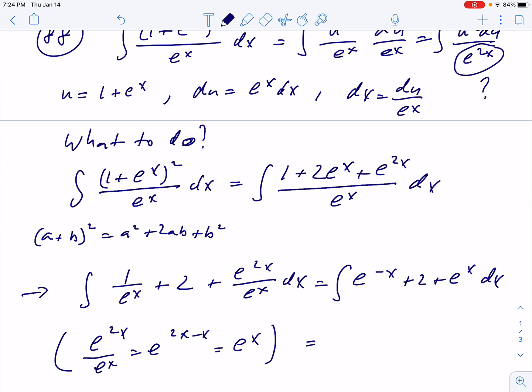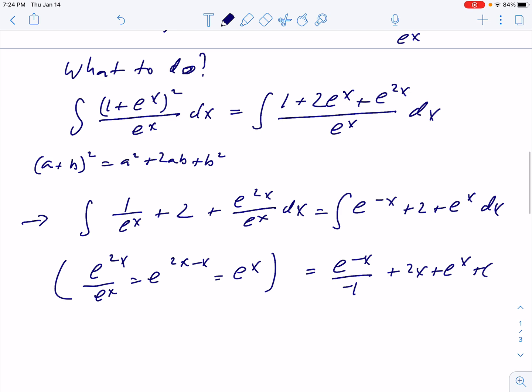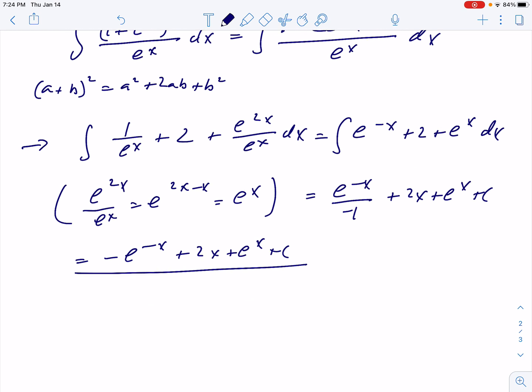What will be the antiderivative of e^(-x)? This will be e^(-x) over negative 1. And I shall explain about this after the example. Then we have 2x, then we have e^x itself plus c. So let's write it this way: negative e^(-x) plus 2x plus e^x plus c. That's our antiderivative.